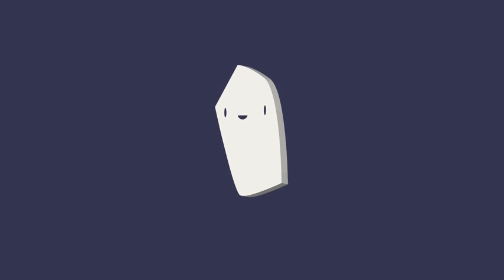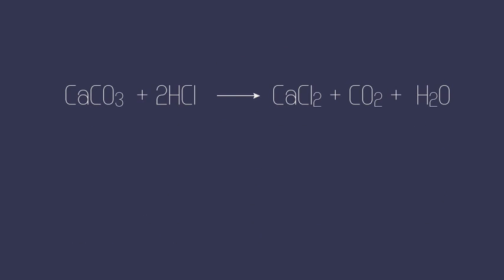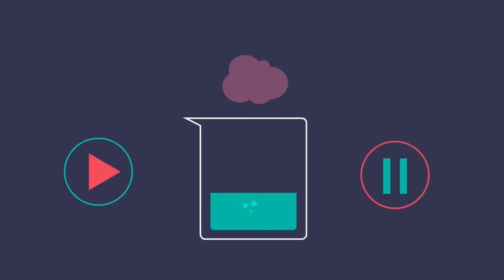Marble chips, that is calcium carbonate, react with hydrochloric acid to give calcium chloride, carbon dioxide, and water. Have you noticed that one of the products here, carbon dioxide, is a gas? So, if you were to add marble chips to hydrochloric acid in an open beaker, can you think how the loss of mass in this reaction might be measured? Pause the video and have a think.